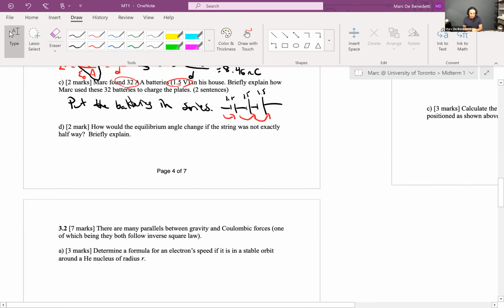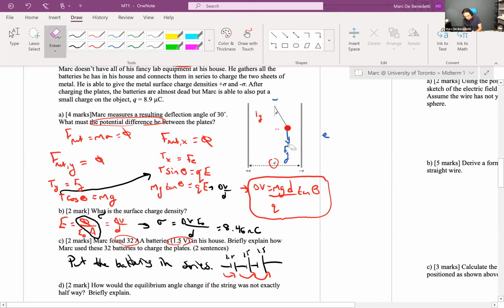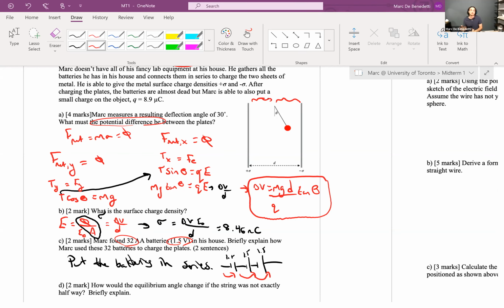D, how would the equilibrium angle change if the string were not exactly midway? So the question described that I was holding this charged object exactly halfway between these two plates. This was testing students' knowledge to see if they understood the E field inside a parallel plate capacitor was constant. And it is constant.